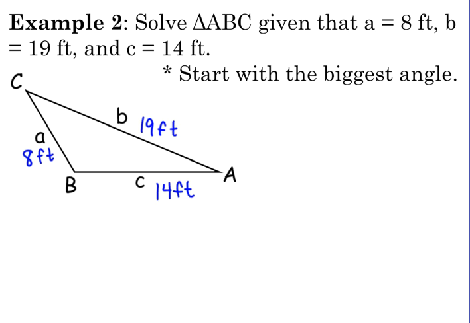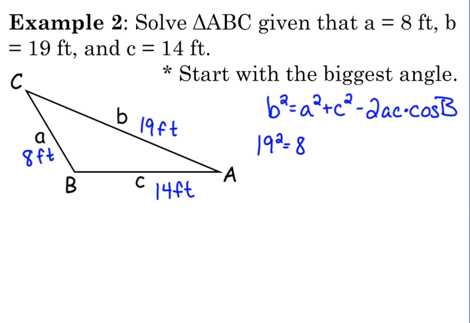So we're going to start by solving for angle B. That means we need to use this version of the law of cosines. B squared is equal to A squared plus C squared minus 2AC times the cosine of angle B. All right, let's plug in our specifics. 19 squared is equal to 8 squared plus 14 squared minus 2 times 8 times 14 times the cosine of B.